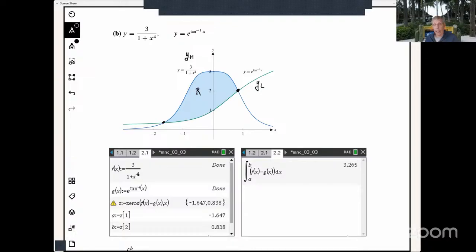If you have to find the area bounded by two curves and it's calculator active, one of the very first things you probably will have to do is to find the points of intersection.